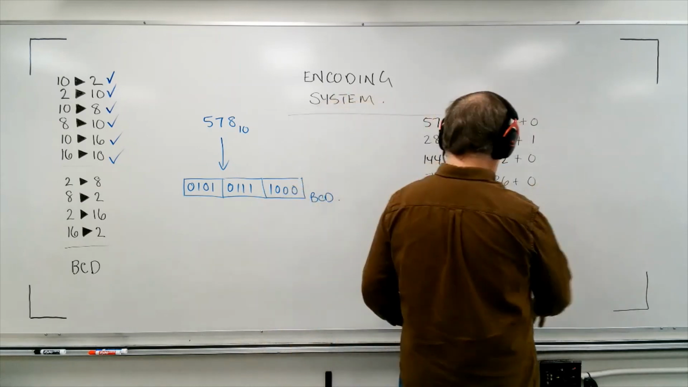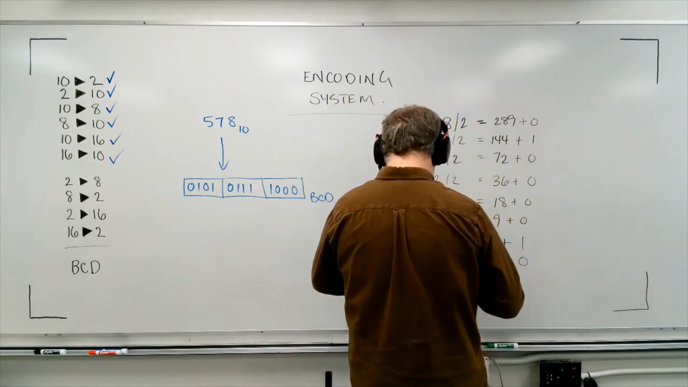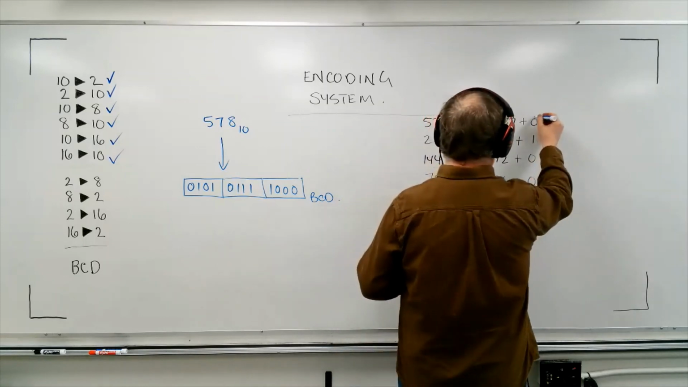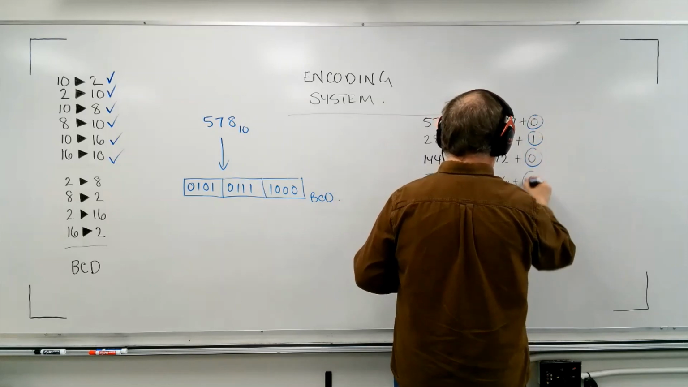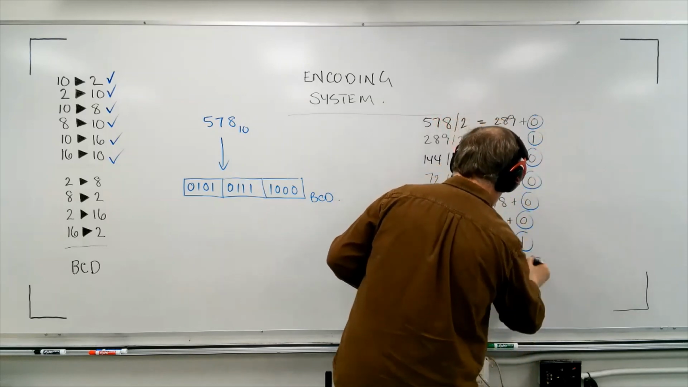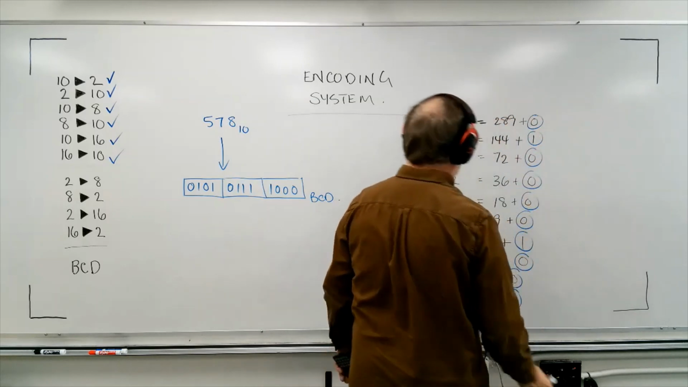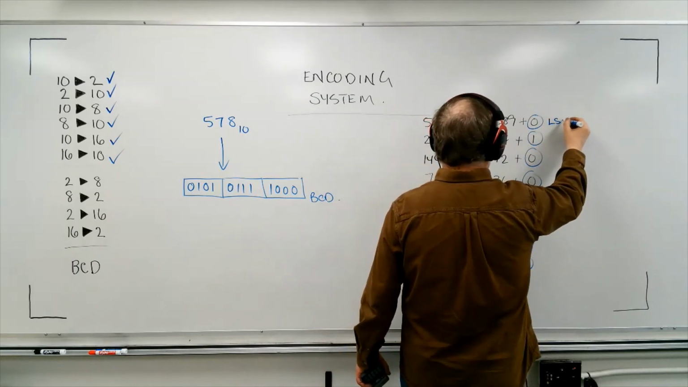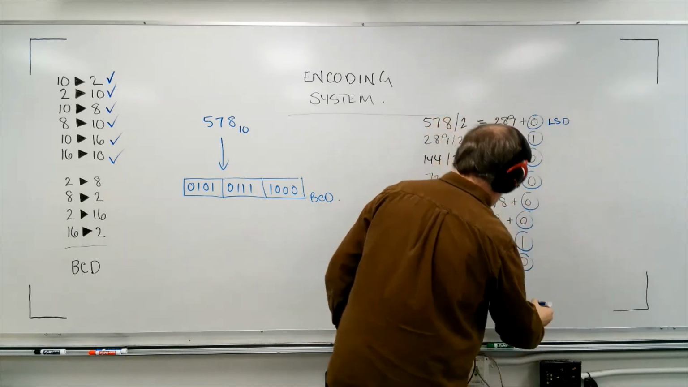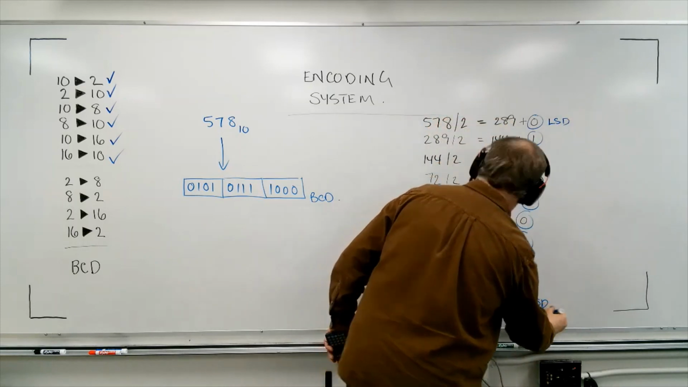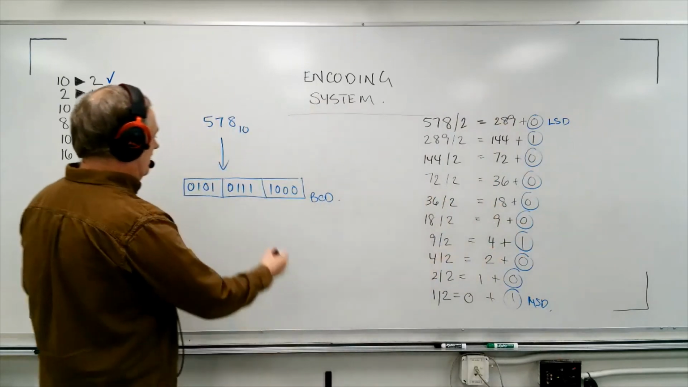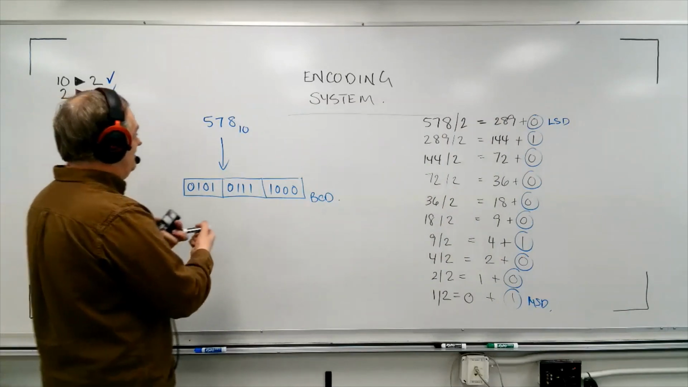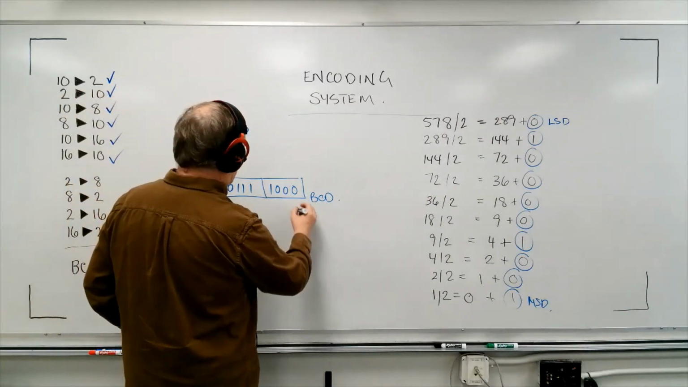So I take all my remainders, which I've put over here neatly on the end. These are my remainders right here. And remember, this is going to be the least significant digit, and this is going to be the most significant digit. So if I wanted to write this number out, I would write it like this. I'm going to write the binary number right here beside the BCD number, so you can see that they're actually quite different things.